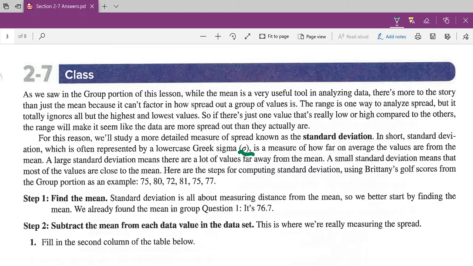A large standard deviation means there's a lot of values far away from the mean, so they're spread out more. A small standard deviation means that most of the values are close to the mean, so they're much closer together. We're going to go ahead and go through the steps to compute the standard deviation using Brittany's golf scores from the group portion of the example. So we found the mean already. We're going to use that number that we found in the previous problem. And we're going to fill in this table as we go.